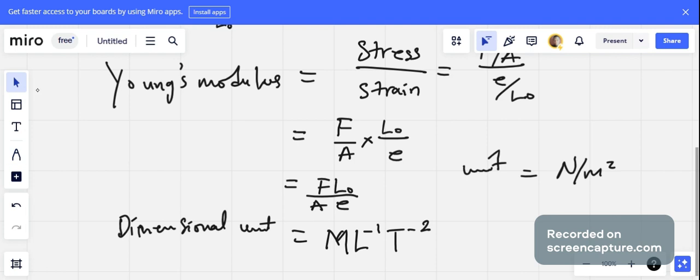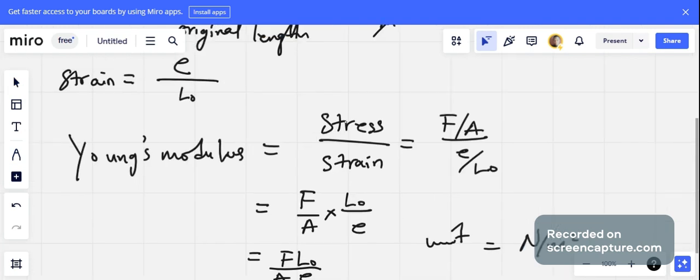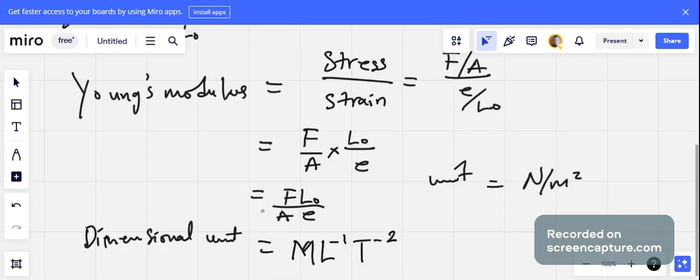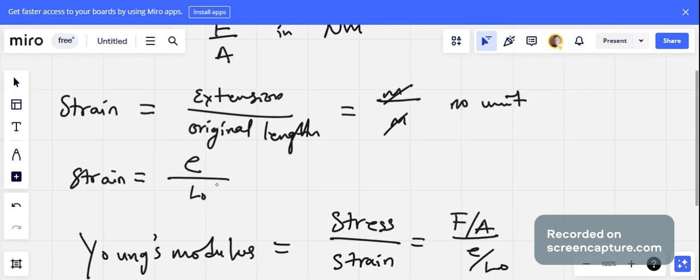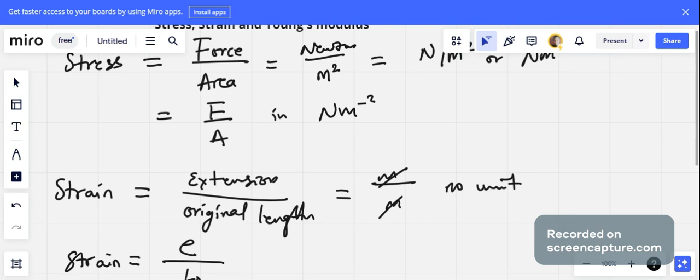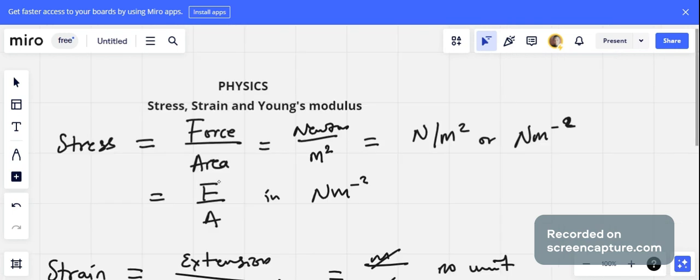So here are things to take note. Young's modulus is stress over strain, which simplifies to F times L naught over A times e. And then strain is extension over original length, and stress is force over area.